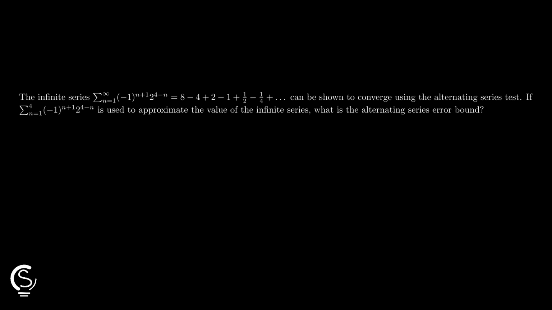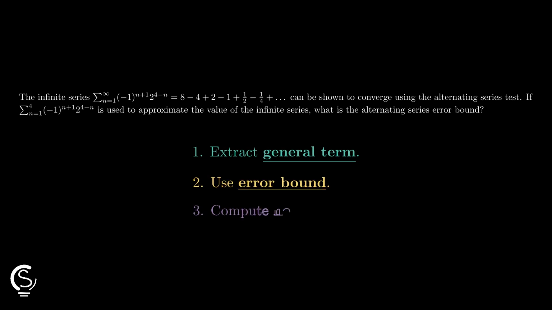I got your back. Calculating the error bound for this alternating series is actually super quick if you follow these 3 simple steps to find the exact value you need.